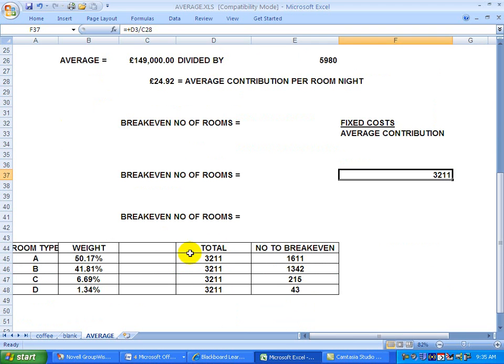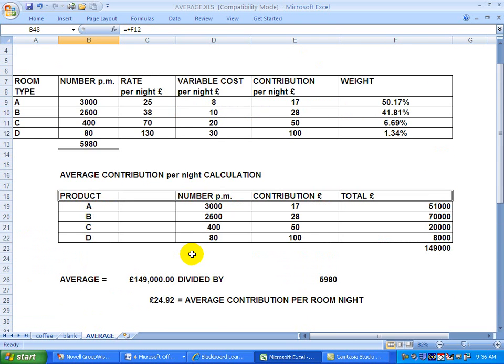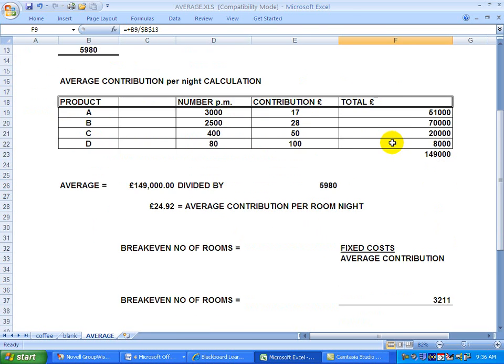Now we could break that down into smaller parts, into the number of each type of room, by looking at the percentage of each type of room that we sell. We get that percentage here, 3,000 as a percentage of 5,980, just over 50%. We do that, 3,000 divided by 5,980. That will give us the percentage of type A rooms. And you do the same thing, type B, 2,500 divided by 5,980, and so on down to get those percentages.